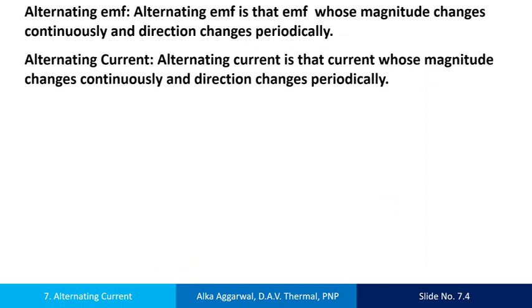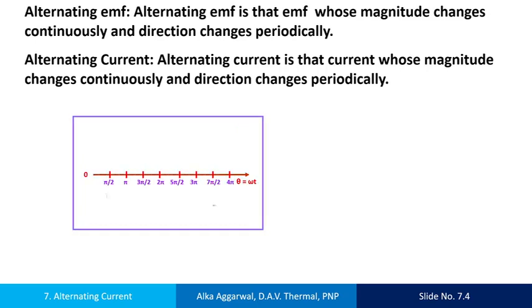So, what is an alternating EMF? Alternating EMF is an EMF whose magnitude changes continuously and the direction changes periodically. What I mean to say is that it is a representation of the alternating EMF.